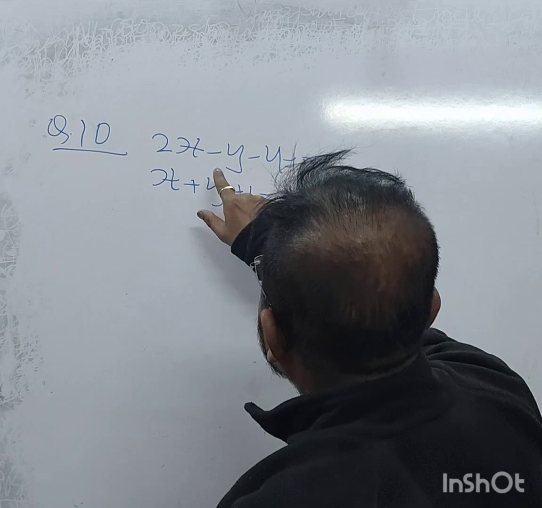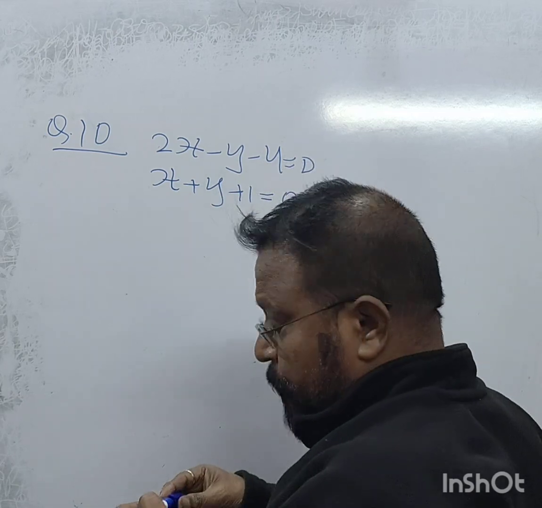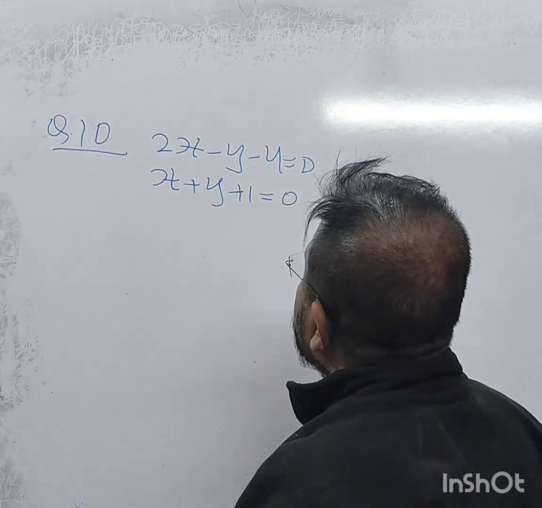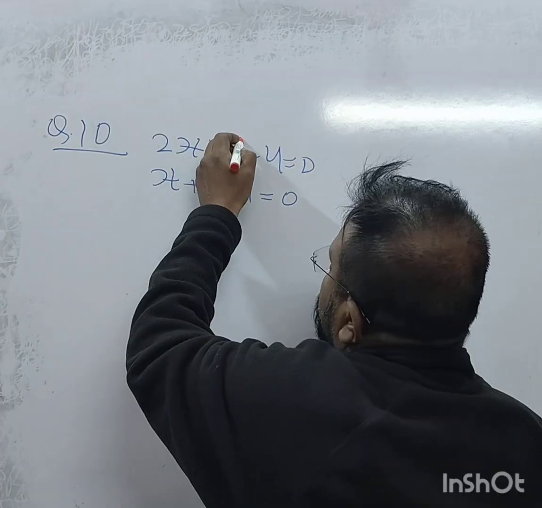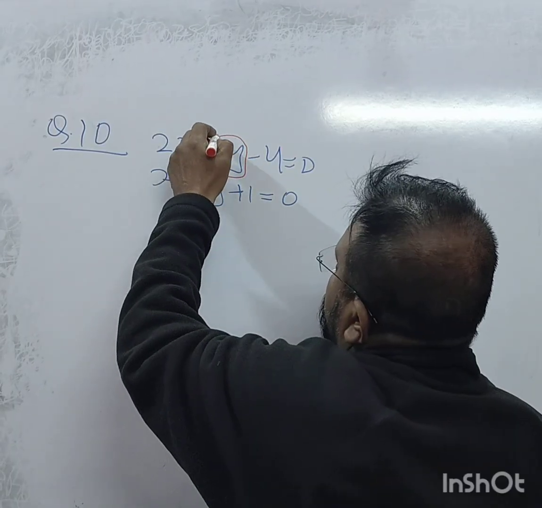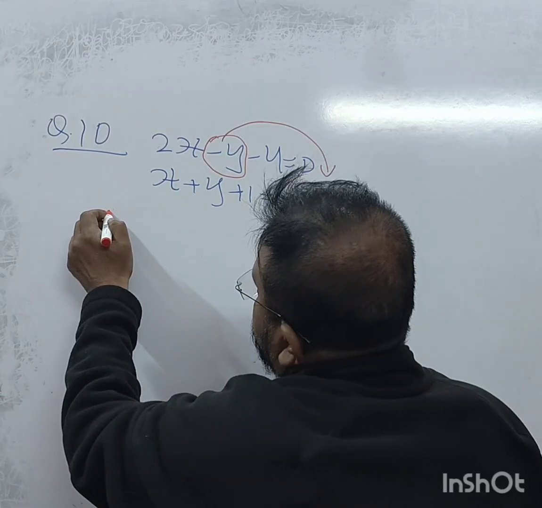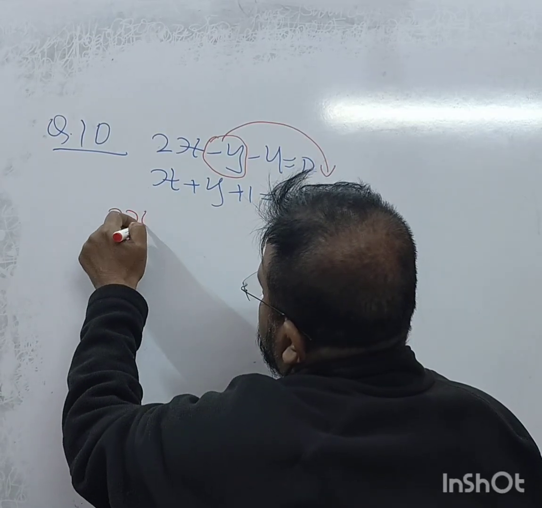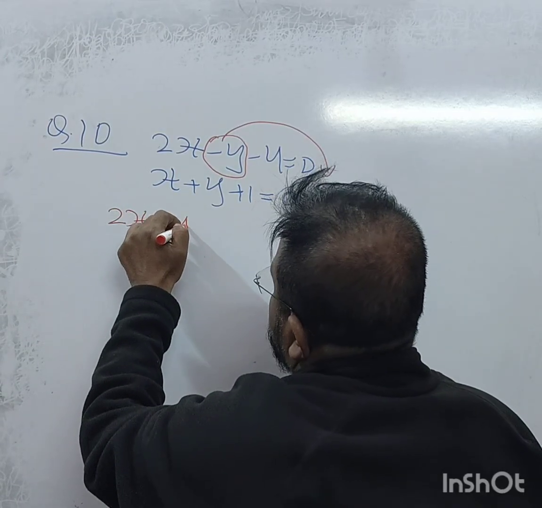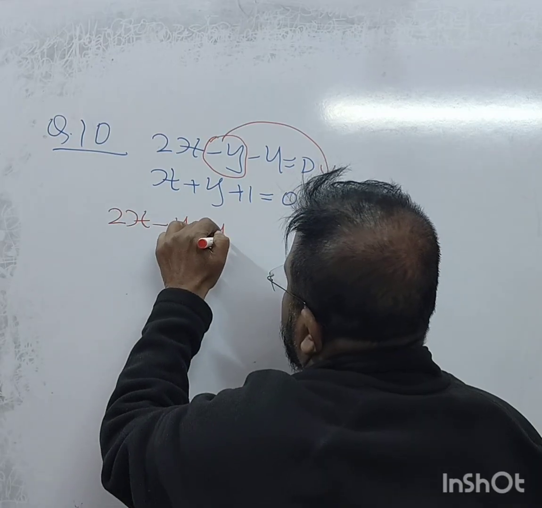What you do? You bring this y on this side, and it turns to be plus. So this will be 2x minus 4 is equal to y. Right?